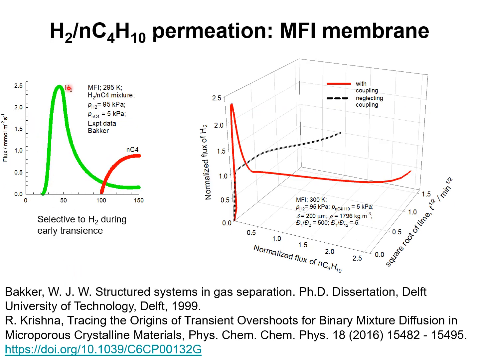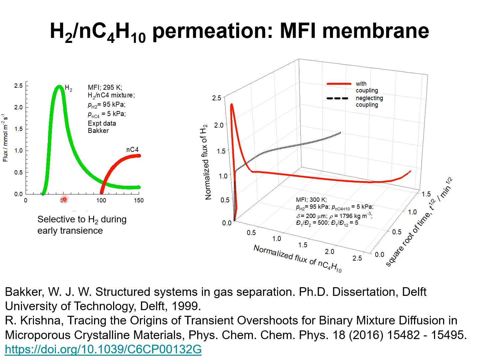The graph here on the left-hand side shows experimental data reported by Barker in his PhD dissertation in 1999 for transient permeation of hydrogen and normal butane across an MFI zeolite membrane. Remarkably, we see a very pronounced overshoot in the flux of hydrogen during early transients.